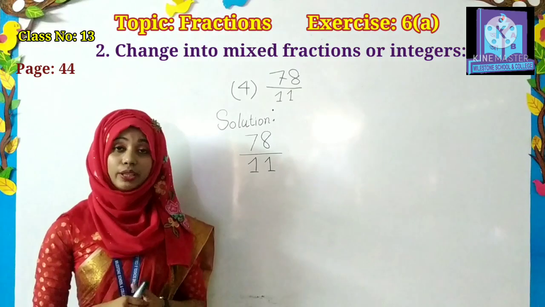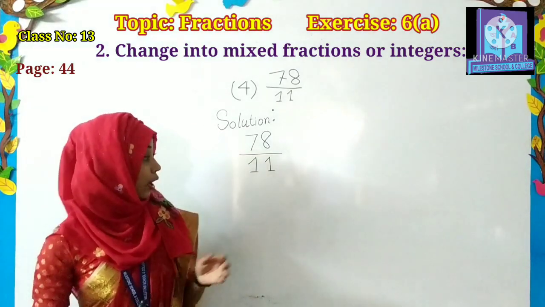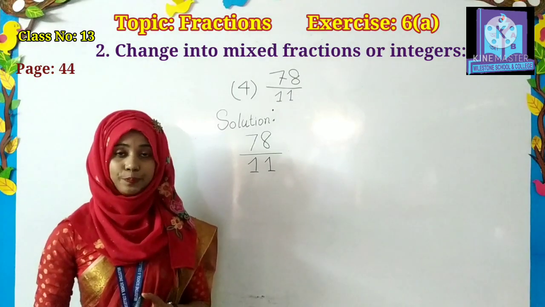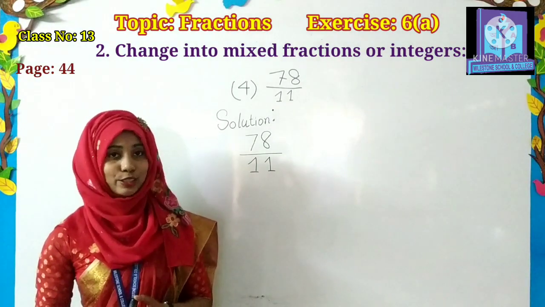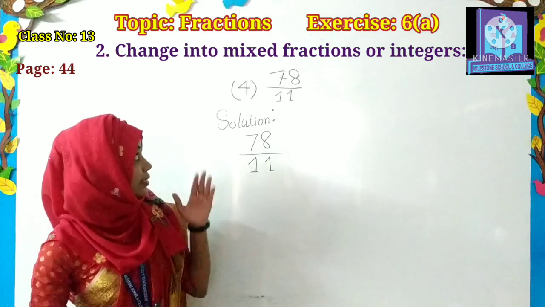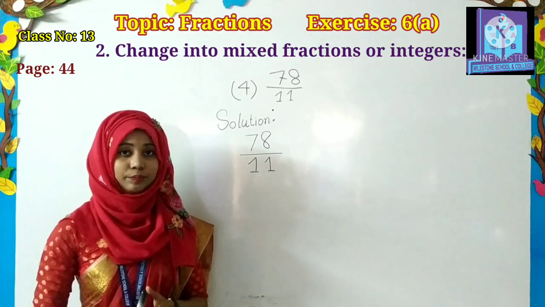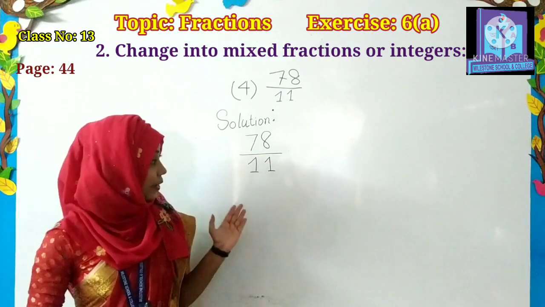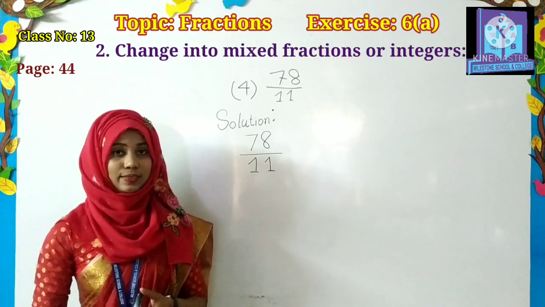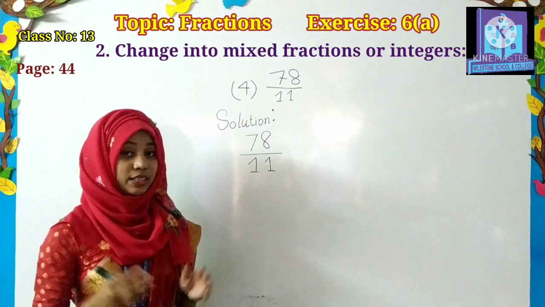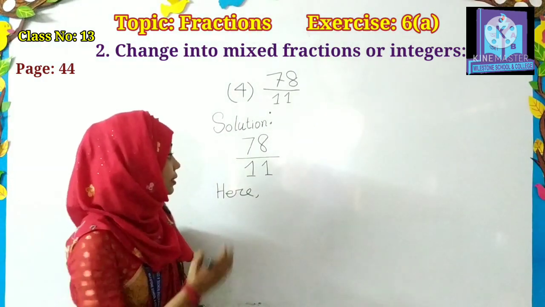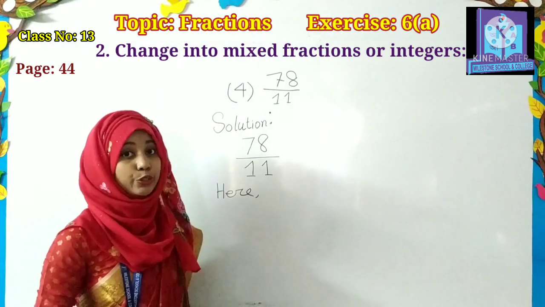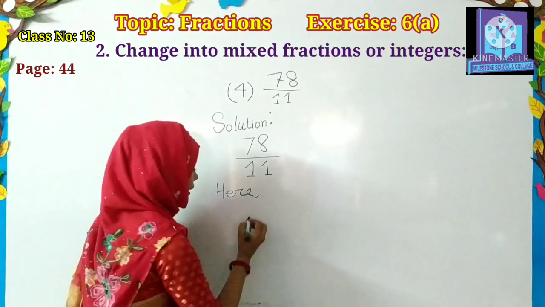Dear students, without my help, can you solve number 4 of problem number 2? Very good. Our question is 78 by 11. Now dear students, check my answer with your answer. So what is the process? Here 78 divided by 11. So we will do this division.